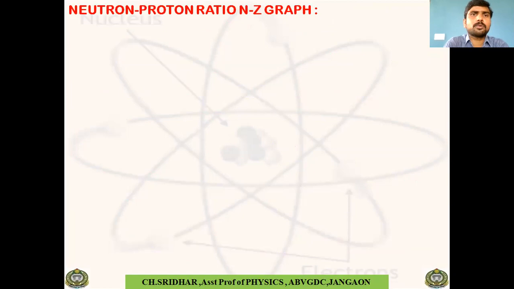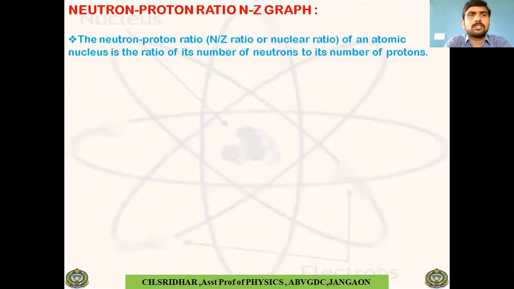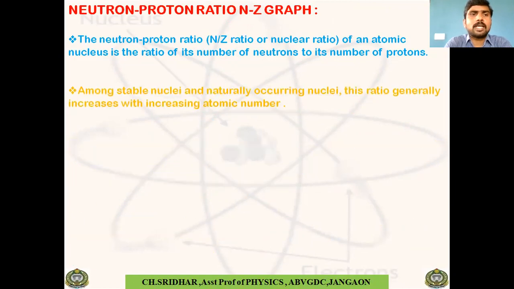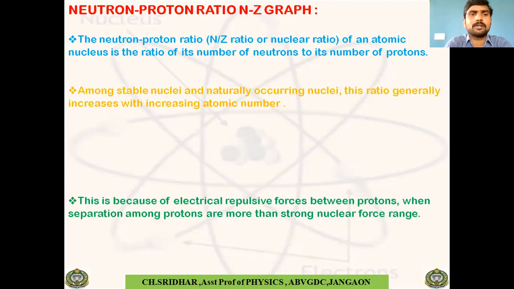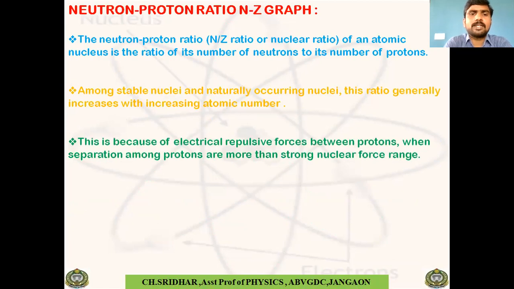Then the neutron proton ratio, that is the N-Z graph. The neutron proton ratio, N by Z ratio, that is the nuclear ratio of an atomic nucleus, is the ratio of its number of neutrons to its number of protons. Among stable and naturally occurring nuclei, this ratio generally increases with increasing atomic number. This is because of electrical repulsive forces between protons when separation among protons is more than the nuclear force range.